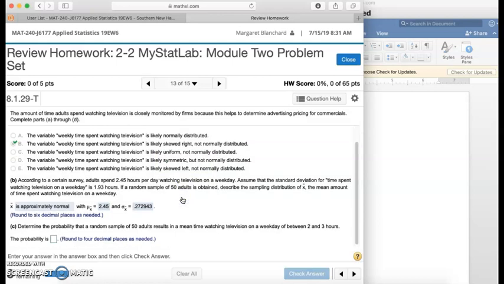Nice work. All right. Determine the probability that a random sample of 50 adults results in a mean time watching television on a weekday of between 2 and 3 hours. There are two ways to do this. You can manually convert those two x's, 2 and 3, to your z numbers. That's when you have your x minus mu divided by your sigma. And remember, in this case, we would be doing this for X bar, so it would be for your sample, not your population. Or you can do it in StatCrunch.